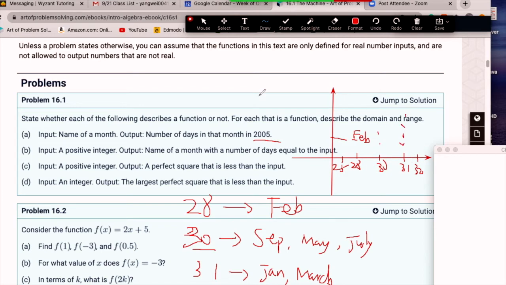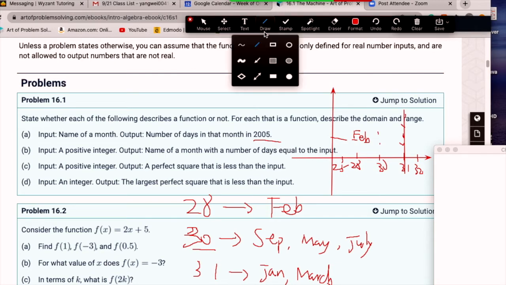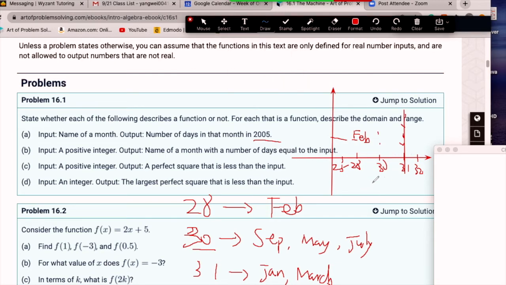Then when you draw a vertical line, suppose you draw a vertical line here, then you get more than one y value responding to this x. So that's exactly against the definition of a function. So this one is not a function, because for the same number, you have maybe more than one different value of y responding to it.